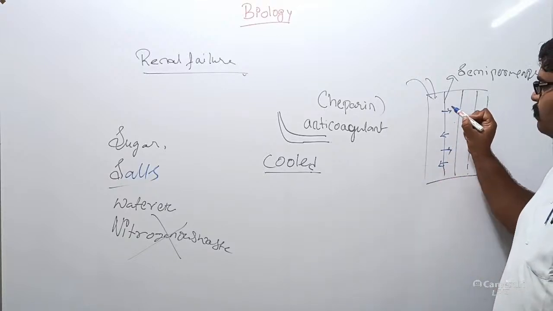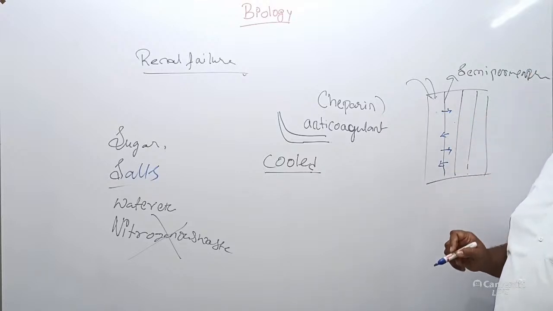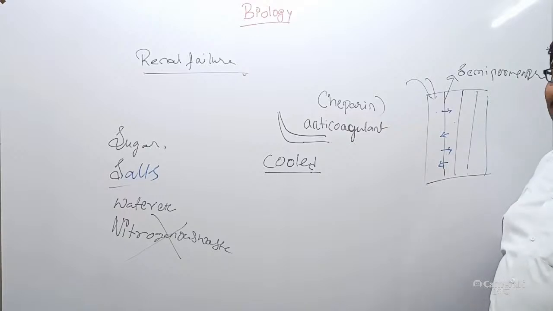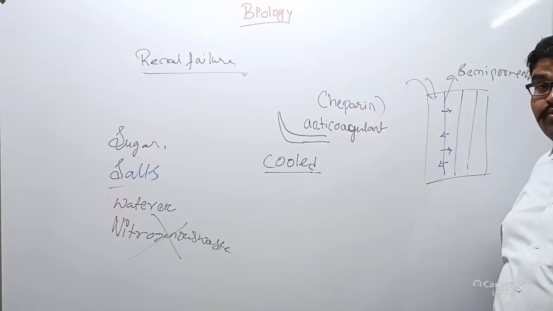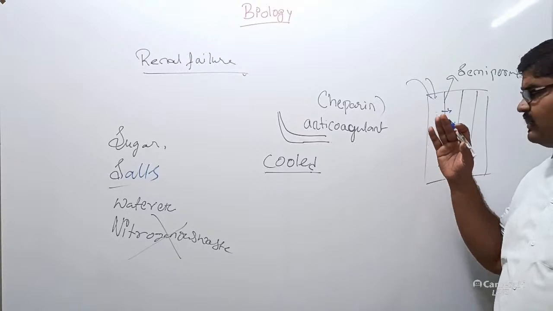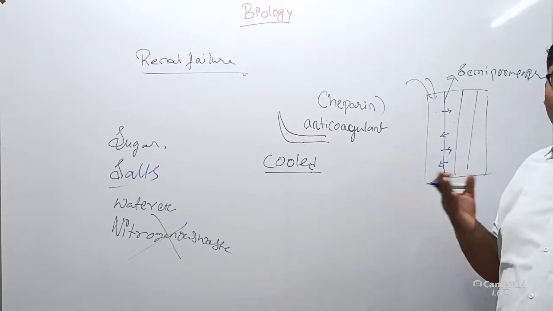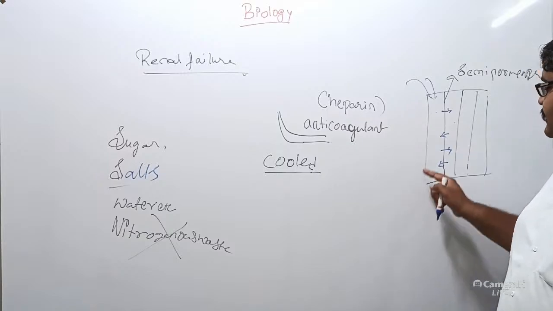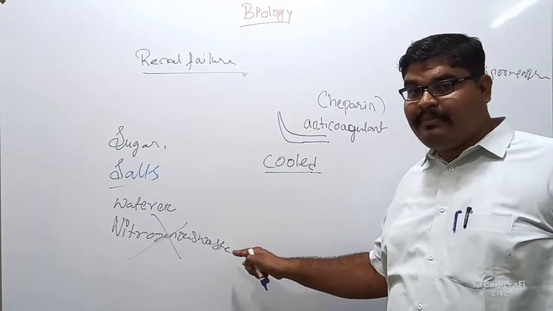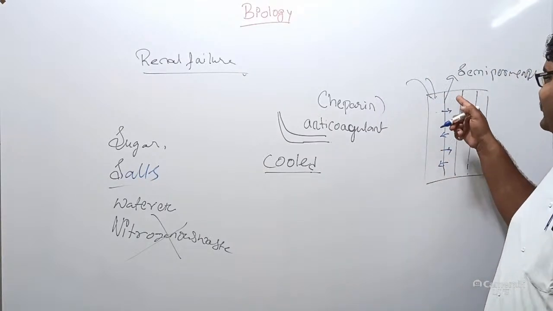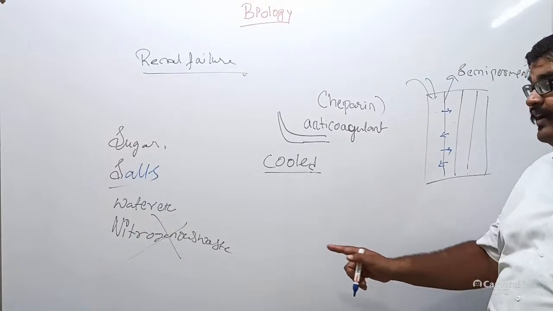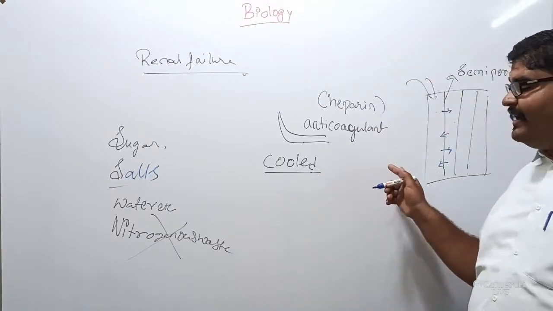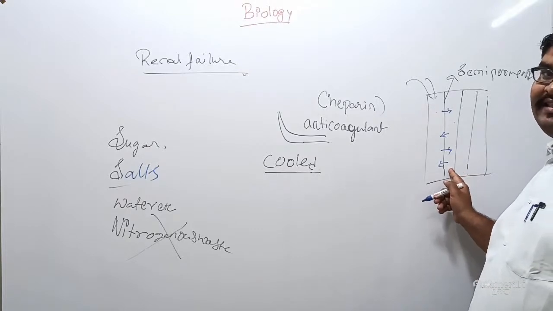So when both blood and the dialyzing solution are in an isotonic state, that is, both are of the same concentration, there is no movement of particles from the region of higher to the region of lower concentration, because they are both of the same concentration. But the blood consists of nitrogenous waste, while the dialyzing solution does not contain any nitrogenous waste. So the concentration of nitrogenous waste is greater in blood, but it is not available in the dialysate.